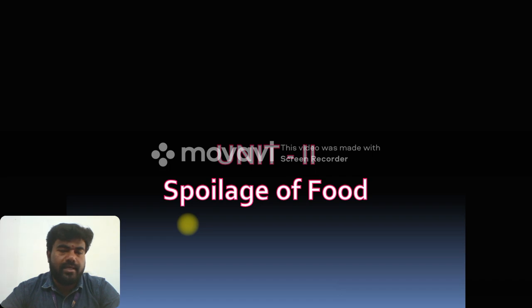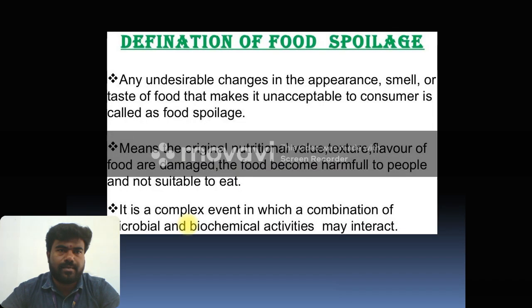This is unit 2 in food microbiology, the spoilage of food. What is the definition of food spoilage? It is any undesirable change in the appearance of the food sources, as well as some smell or taste of the food, that makes it unacceptable to the consumer. It is called food spoilage.